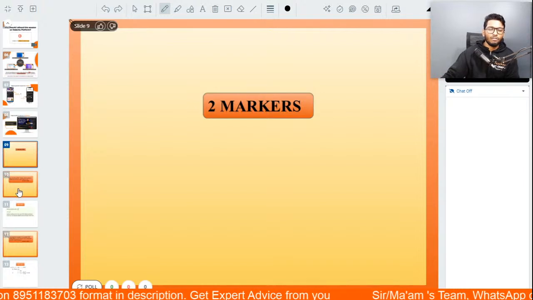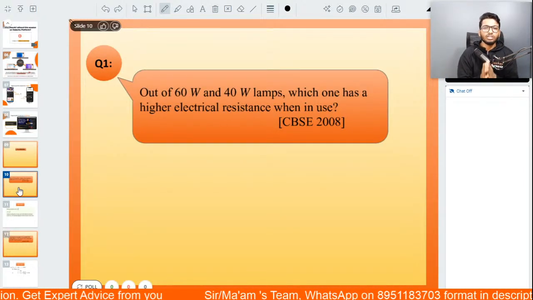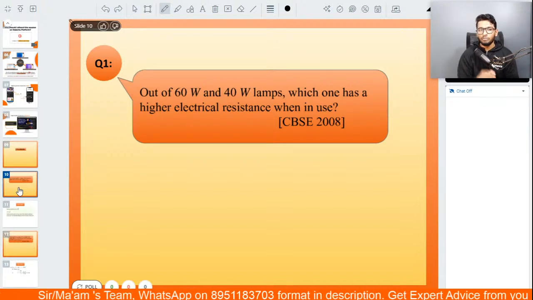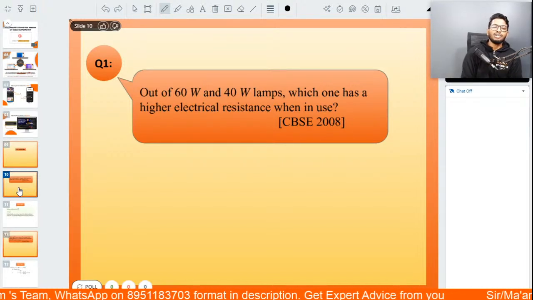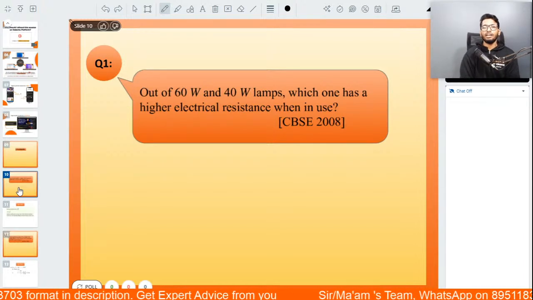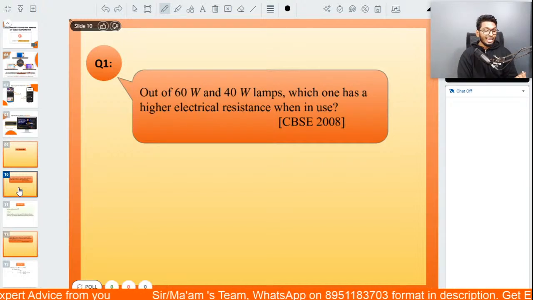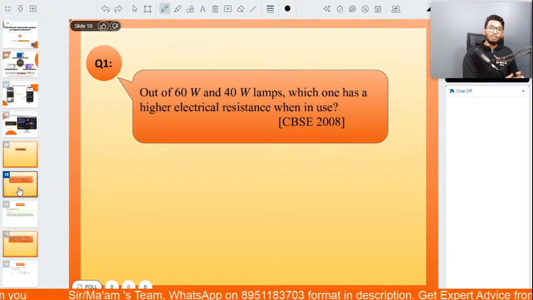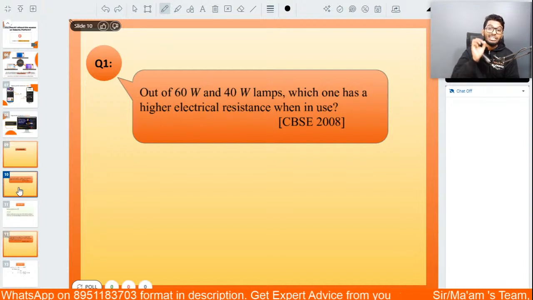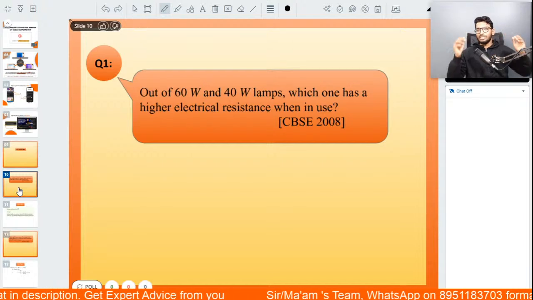So without wasting much more of our valuable time, here is the first question on your screens, which was asked in 2008 CBSE Board Exam. The question is, out of a 60 watt and a 40 watt lamp, which one has a higher electrical resistance when in use? You have a 60 watt bulb and a 40 watt bulb. Which one would have comparatively higher resistance is the question.